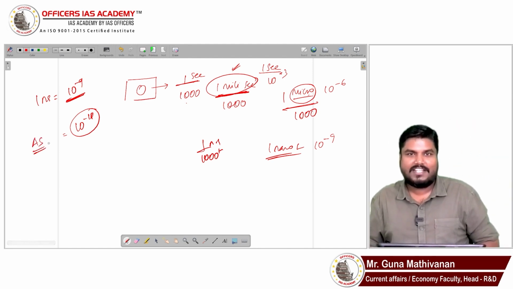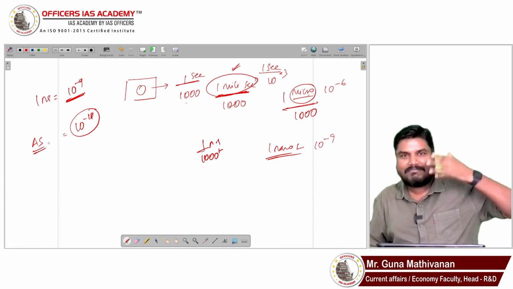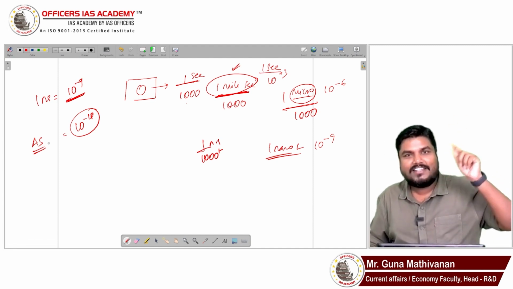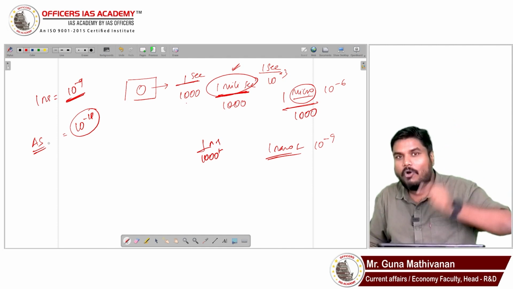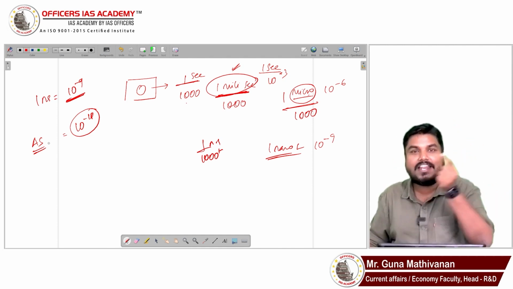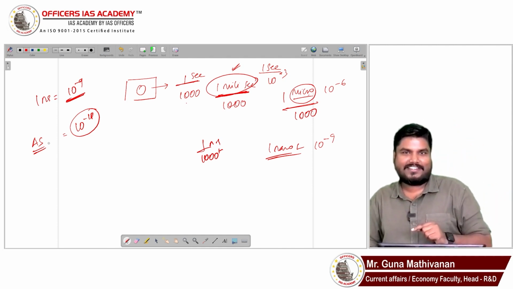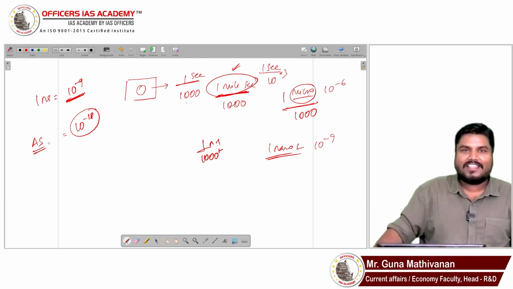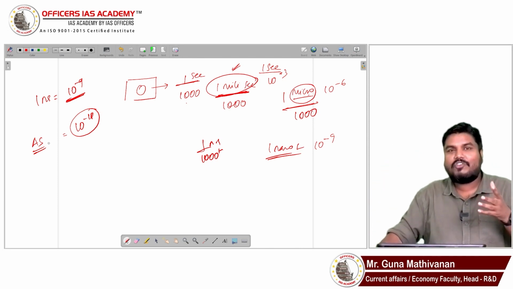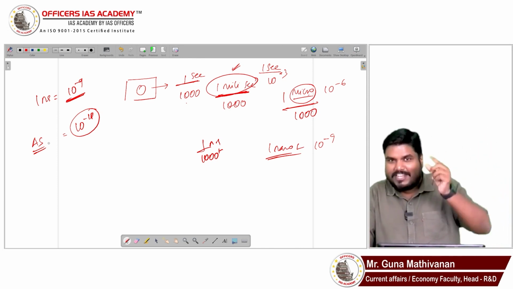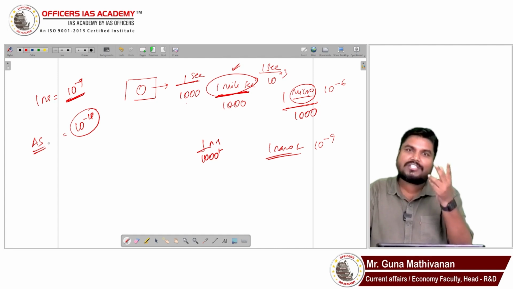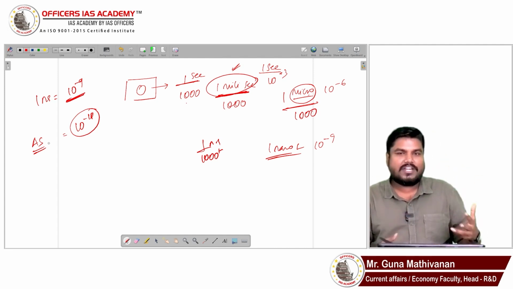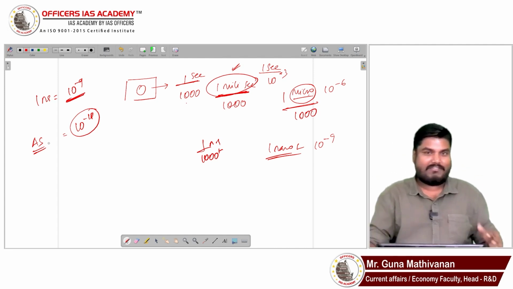Are you able to imagine? Now imagine I have a camera whose shutter can open and close in attoseconds. How would that be? Now you might think, sir, it will be very small, a very tiny fraction of a second. Where is it going to be used?